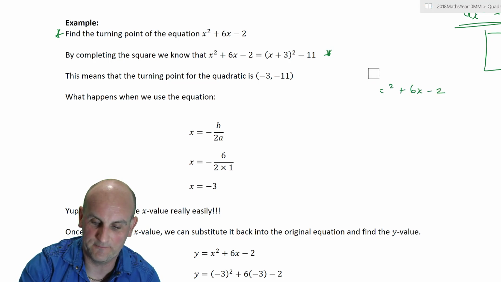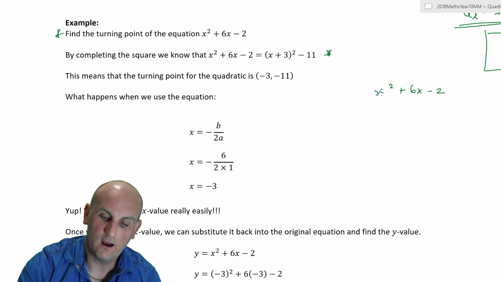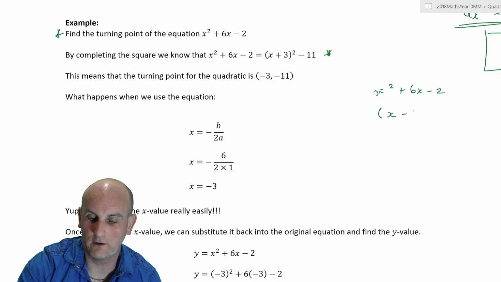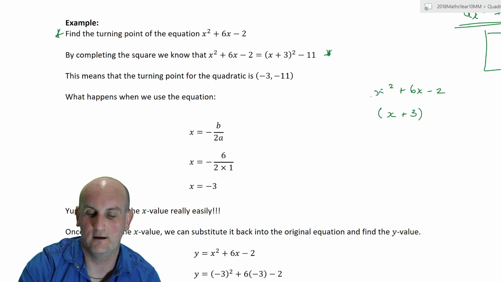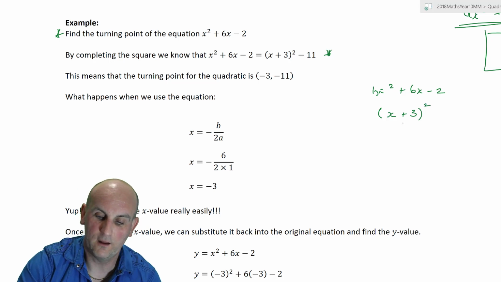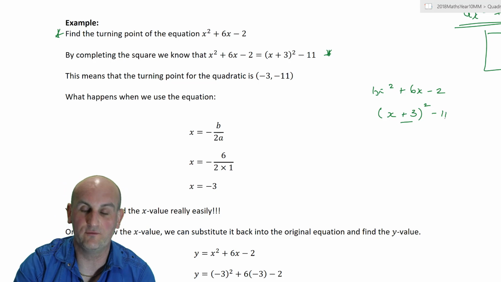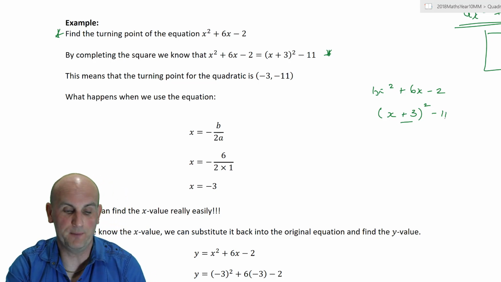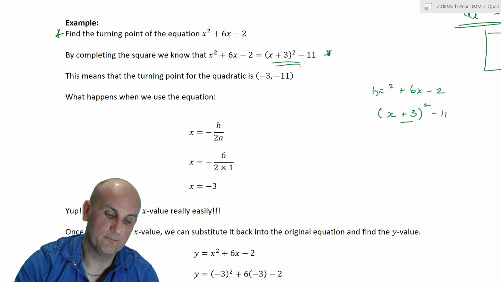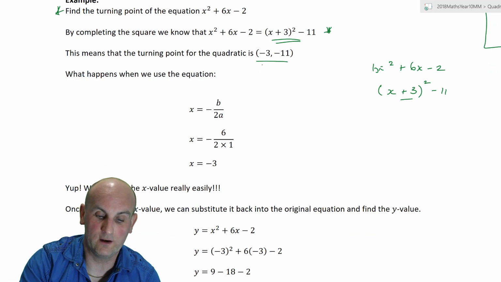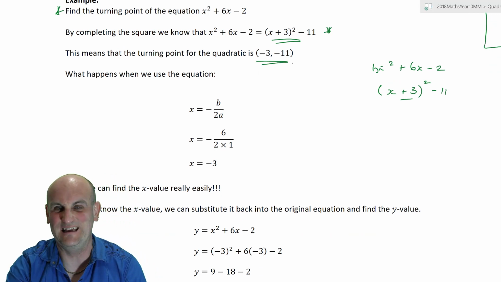Didn't need that bracket there. Let's get rid of that for a moment. I always half my middle term, so long as that is a value of 1 there. 3 squared is 9. I don't want 9, I need minus 2, so I'm going to minus 11. Relatively quick and easy, but that's one way of doing it. So we know what our turning point is straight away. Minus 3, minus 11. That was easy.